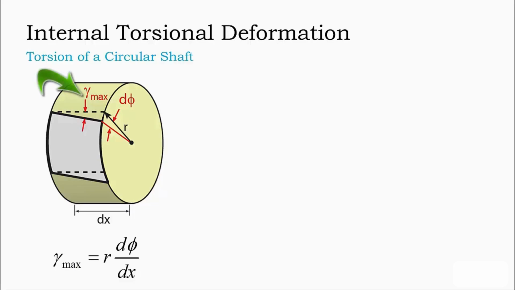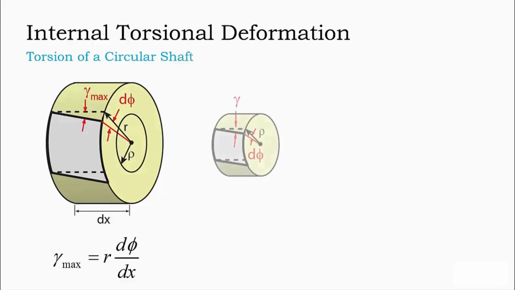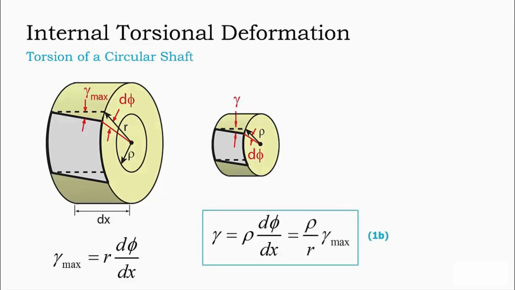Let's rename the shear strain at this location to gamma max and take a look at what is happening inside the segment at an arbitrary radius rho. Extracting the interior portion of our original segment at radius rho, we see that the surface of this extracted segment also undergoes shear deformation. Using the same approach as before, it is easy to see that the shear strain gamma at this new radius rho will have a similar relation to d phi and dx. This expression can be rearranged in terms of the outer surface shear strain gamma max, resulting in the expression rho over r times gamma max.